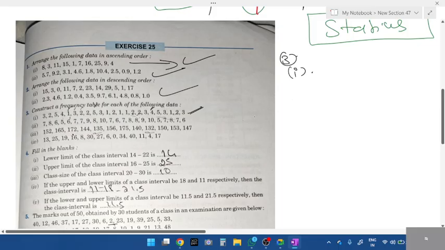Tell me the lowest number students. And is anything mentioned here? Arrange in ascending, descending? No. But always arrange in ascending order. If they don't mention anything, arrange in ascending order. Tell me the least number we have.